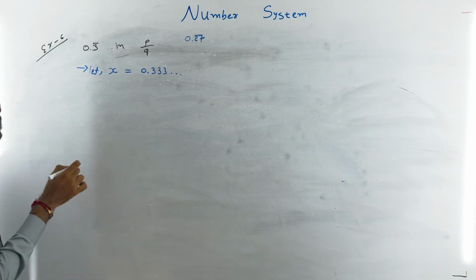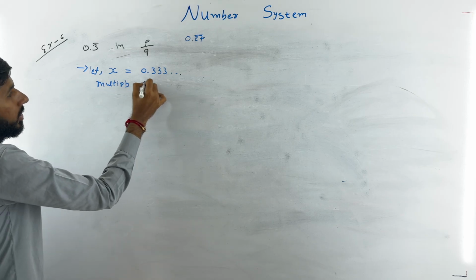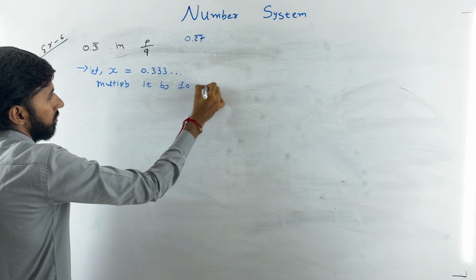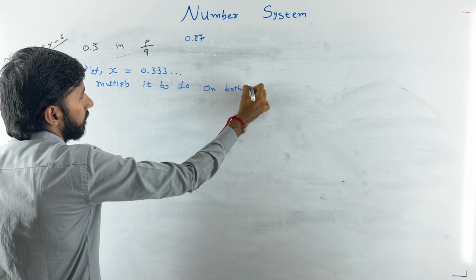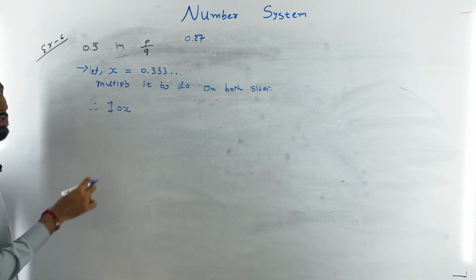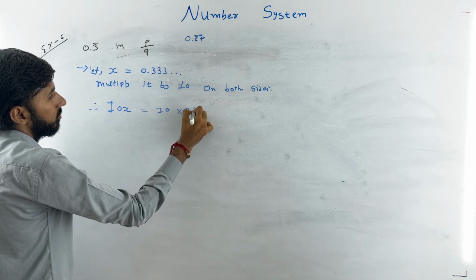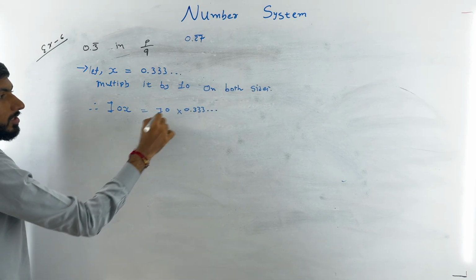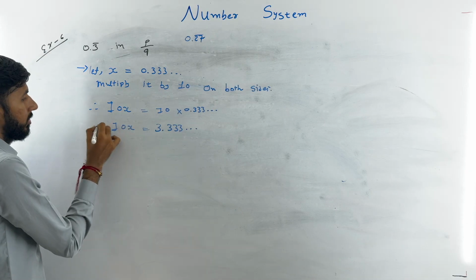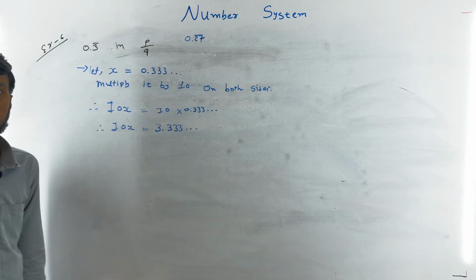So here the bar is on a single digit, so multiply by 10 on both sides. If I multiply 10 on this side, I will get 10x. If I multiply 10 on this side, I will get 10 multiplied by 0.333. Now if I multiply 10 into this, I will get 3.333, and here is 10x. This is the sign of therefore, right? So 10x is equal to 3.333.